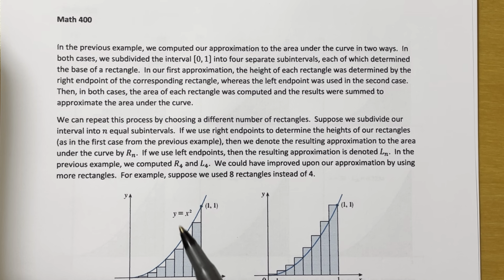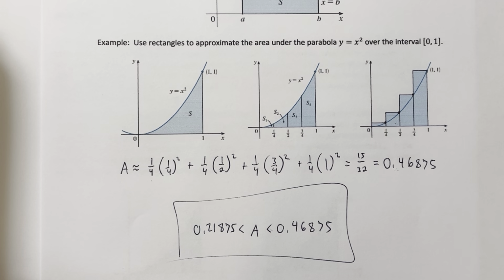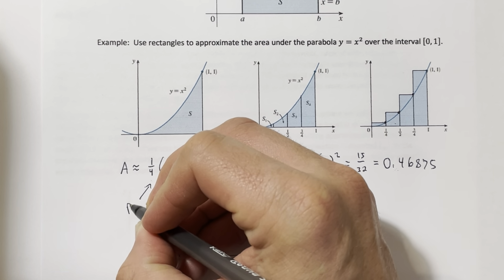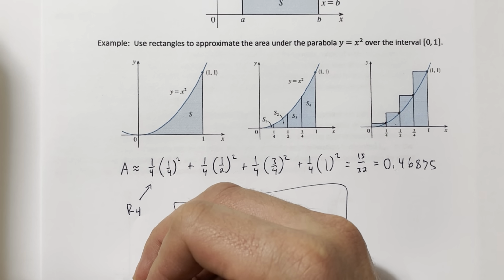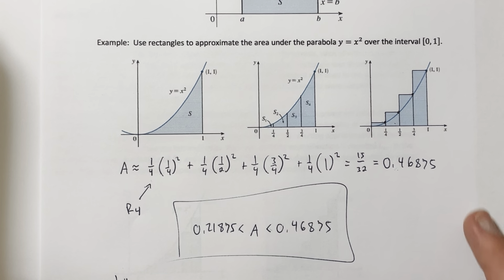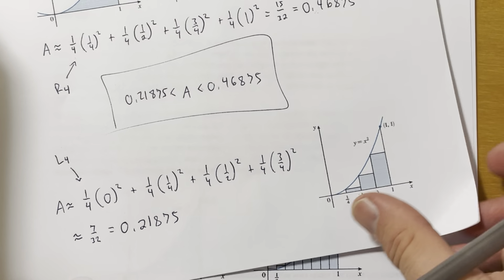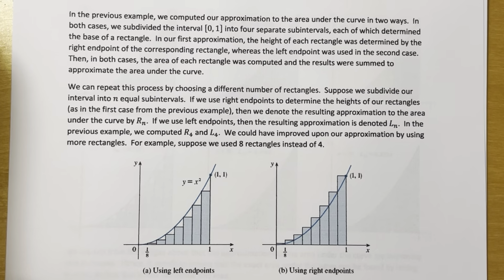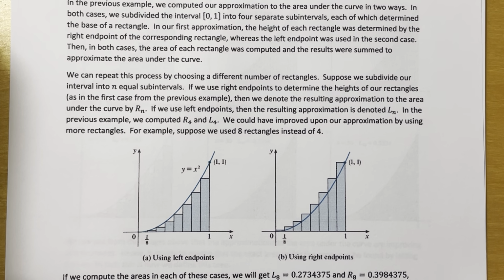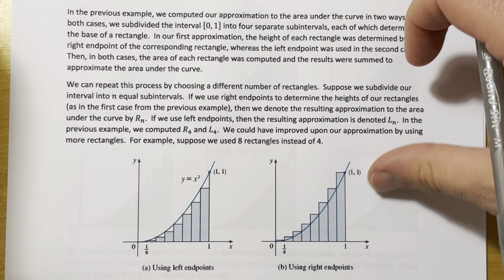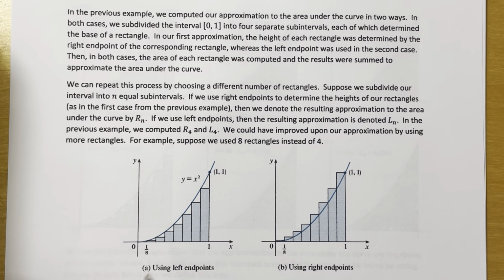So what that means is that in the previous example, because we used 4 rectangles in each approximation method, we computed R4 and L4. So let me go back and use that notation. This was R4 and this was L4 off the page there. L4 down there, okay? What if I increase the number of rectangles that I'm using to approximate this area? What if I were to use 8 rectangles instead of 4? Well, what's that going to look like?